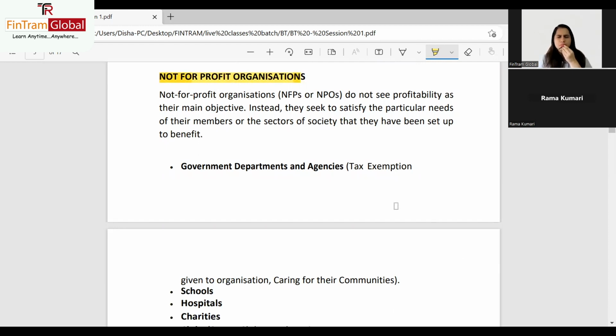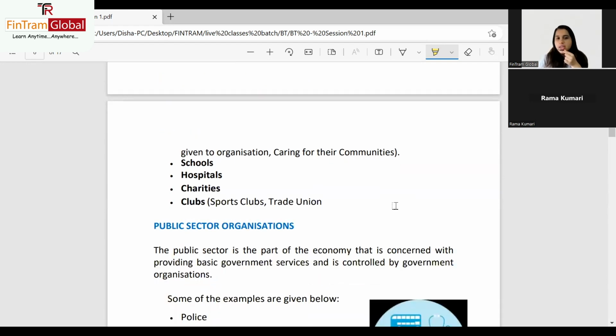Okay, thank you. So I will move on to not-for-profit organizations. Like I said, not-for-profit organizations will not see profitability as their main objective. Profit is not going to be their main objective. It could be anything, maybe social service or providing some services to the citizens. Like I said, you could call government departments and agencies not-for-profit organizations, right? We have the schools, hospitals, charities, clubs. For all of them, the main object is not to make profit here.